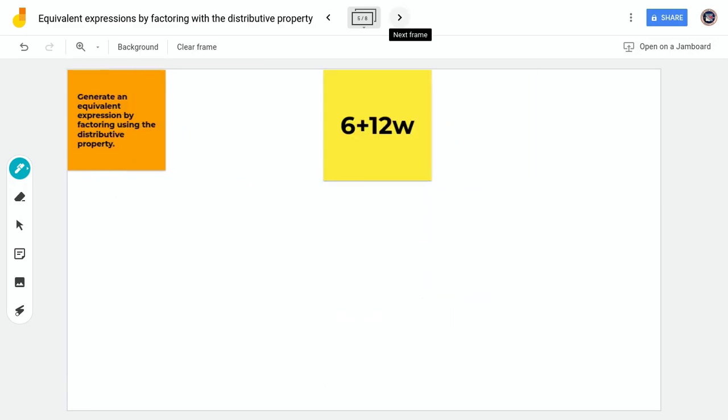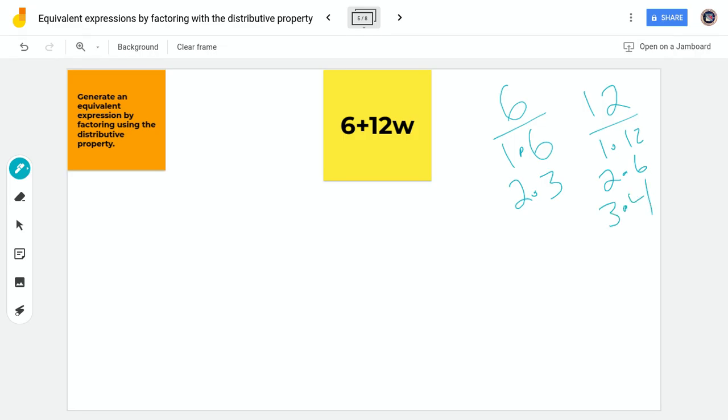All right. 6 plus 12w. Now, let me show you a couple things on this one. This one's a little different because if we look at our factors of 6 and 12, well, 6 is 1 times 6, 2 times 3, and 12 is 1 times 12, 2 times 6, and 3 times 4. So when we get to this one, look what happens. We have a 6 that's common, a 2 that's common, and a 3 that's common. So in this particular case, we could make 3 different equivalent expressions.